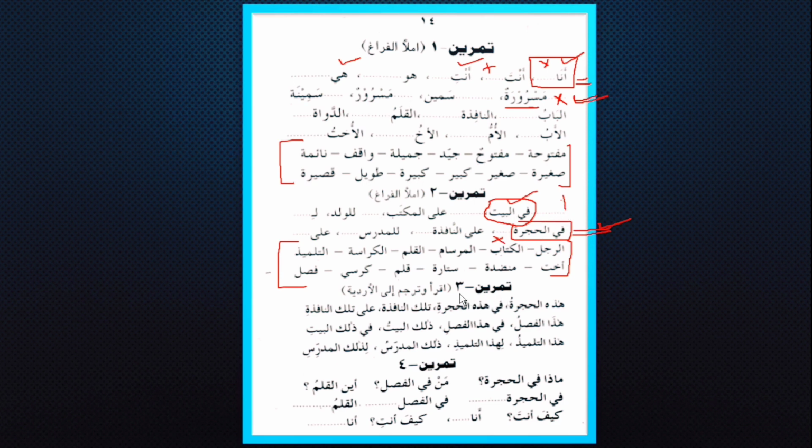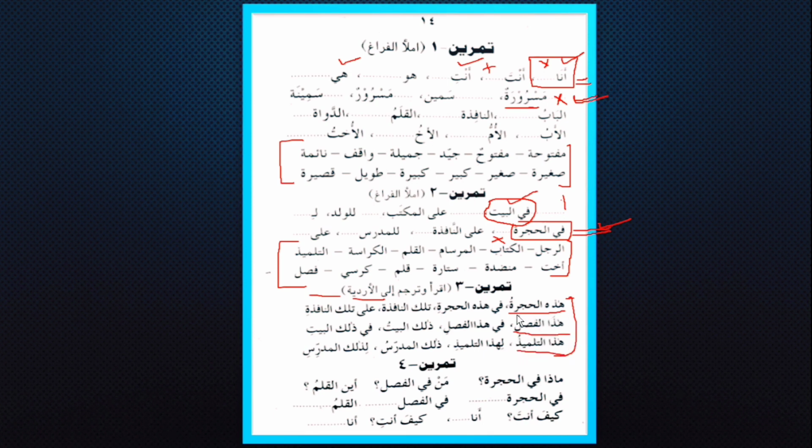Then we have tamreen number 3. It is iqra wa tarjam ilal urdiyya. We can also say ilal injiliziyya. That means read these sentences and translate them into Urdu, and also into English. So these are the sentences given here. You have to read them and translate them. So here we have some sentences. Some are complete or some are incomplete. You have to read these combinations and then translate them accordingly.